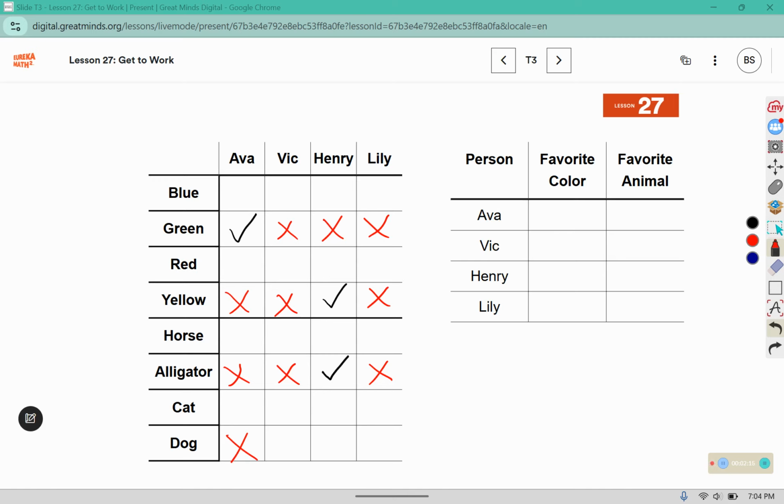Clue 3, Lily does not like red. So cross off red for Lily. And does not like cats. Clue 4, the person whose favorite color is red has a favorite animal that is a horse. Well, we know that Ava's favorite color is green, so her favorite animal is not a horse, because it has to be red with a horse. We know that Lily does not like red, so she also does not like the horse. So the only person who can like red and the horse is Vic.